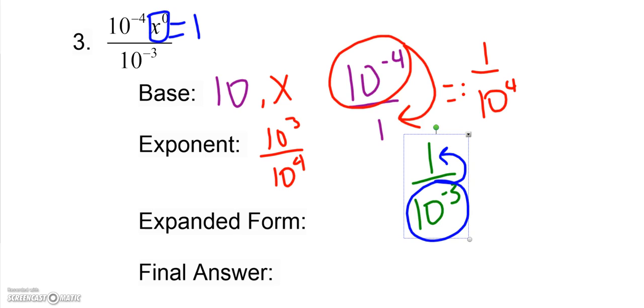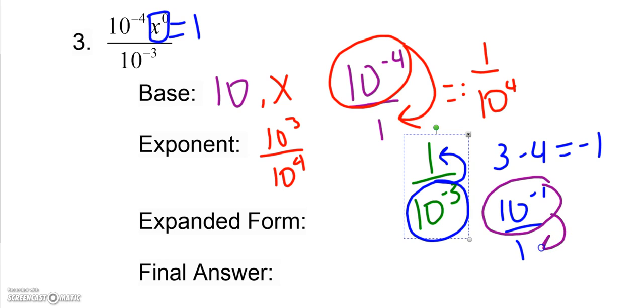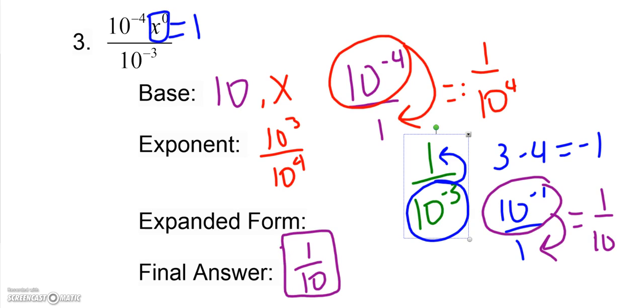Alright, now I need to simplify. If I do 3 minus 4, that equals negative 1. So I have 10 to the negative 1 over 1 currently on top. And as we just discussed, our negative exponents have to go to the other side of the denominator. So this is equal to 1/10, and that is my final answer. The first thing I did was fix my exponents so they were all positive, and then I simplified from there.